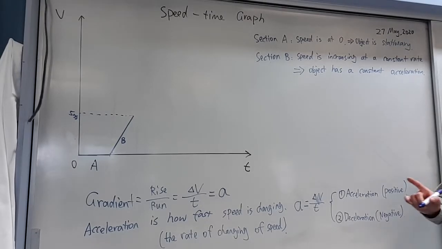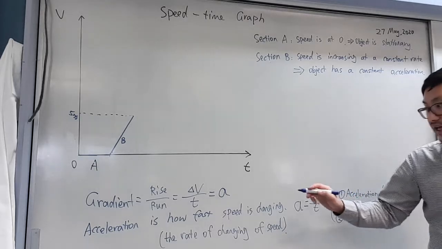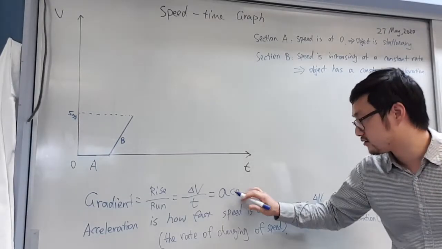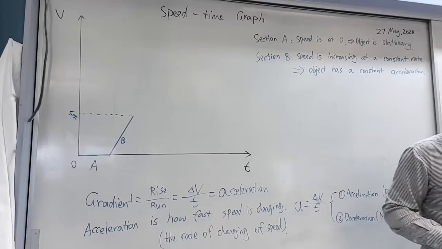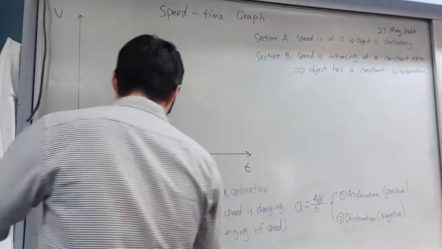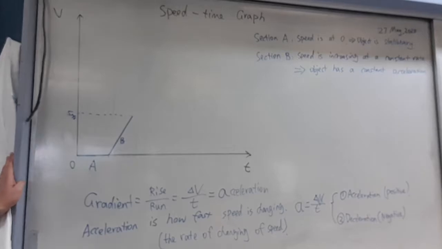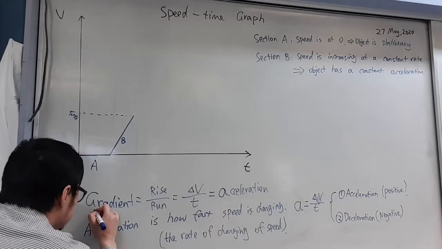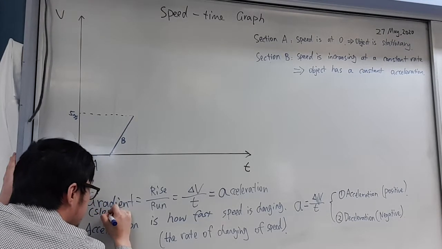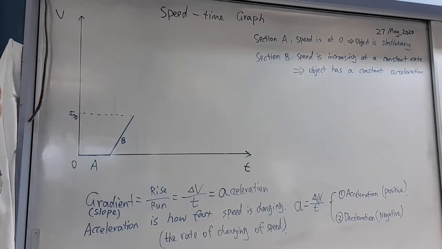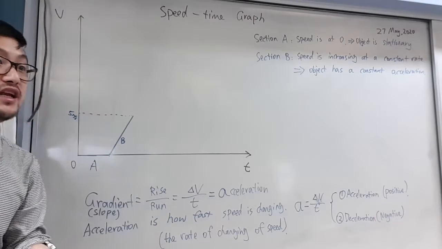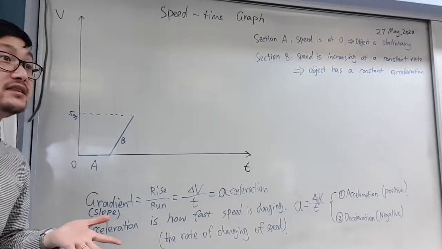Okay, all right. So now we know the gradient gives me the acceleration. If I look at the gradient, and gradient we have another name for it. Do you guys remember what is another name for gradient? Slope, right? So which is the slope? All right, slope over here. If the slope is big, it means acceleration is big. If slope is small, then acceleration is small. Does this make sense?